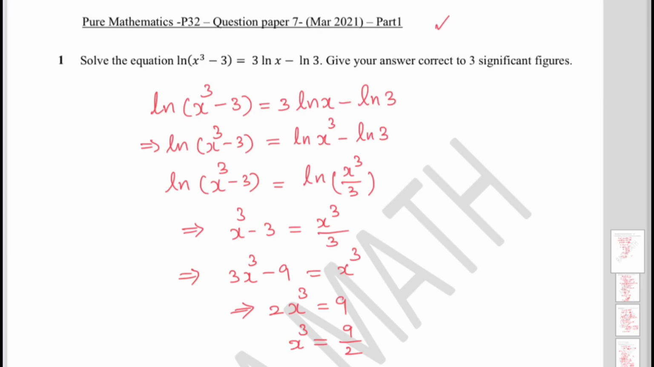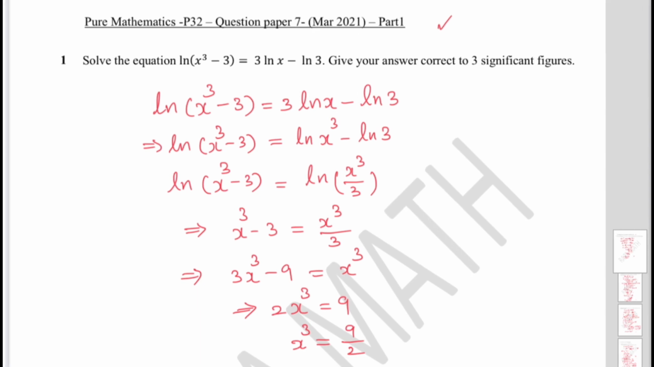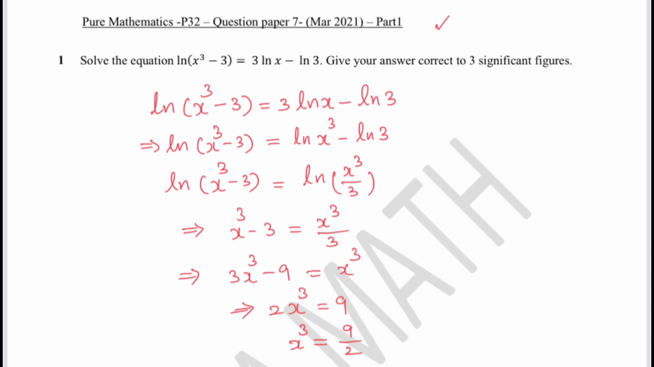So now let us discuss Pure Mathematics 3 P32 March 2021 Part 1. First question: solve the equation natural logarithm of x cubed minus 3 is equal to 3 times log x minus log 3. Give your answer correct to 3 significant figures. So write down the given equation: log x cubed minus 3 is equal to 3 log x minus log 3.